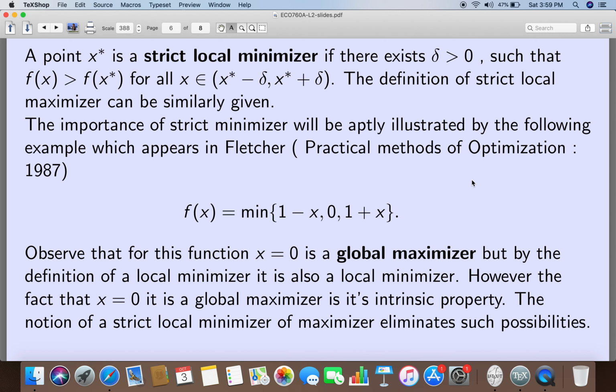And this function was first given in a book by the legendary optimizer who is called the Wizard of Optimization, Roger Fletcher, in his book Practical Methods of Optimization, which was published by Wiley in 1987. This function is interesting because if you go by the definition of local minimizer, you can easily show that x equal to 0 is a local minimizer of this function. But if you actually draw the function, you would realize that x equal to 0 is a global maximizer.